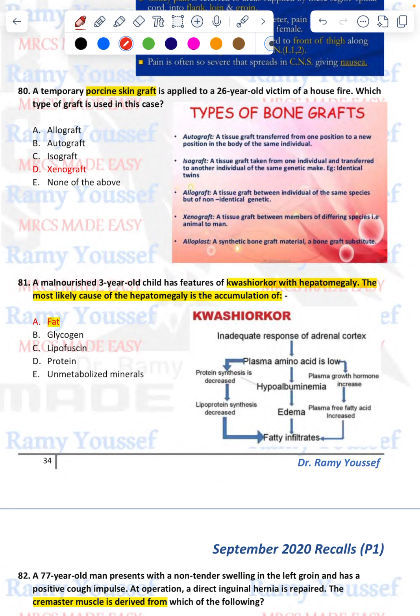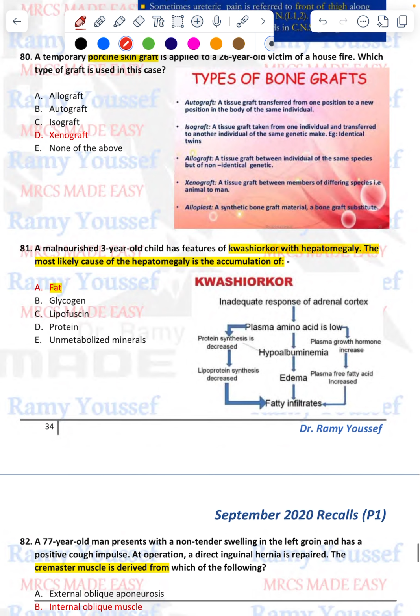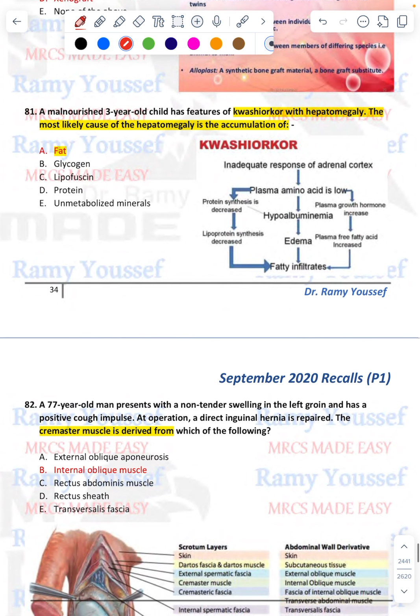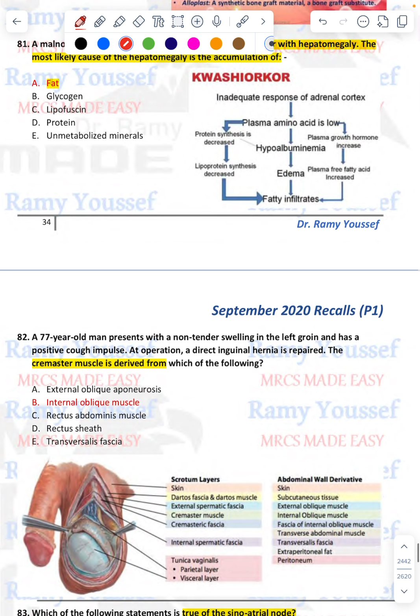A 77-year-old man presents with non-tender swelling in the left groin, positive cough impulse, direct inguinal hernia present. The cremasteric muscle is derived from: external oblique, internal oblique, transversus abdominis. So this is the internal oblique muscle. So these are very important.